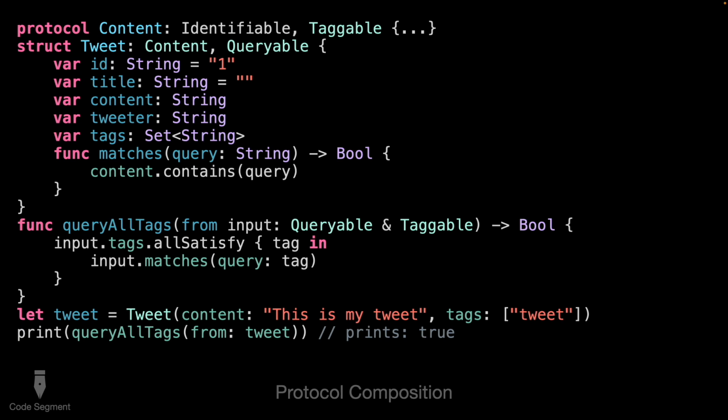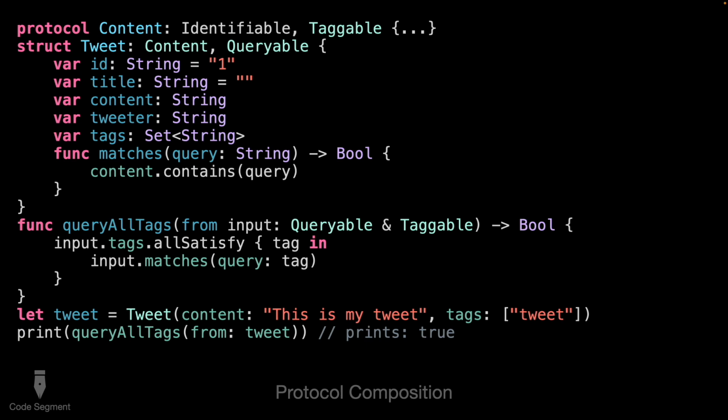Function, query, or tags is within the scope of the struct? Are you asking, is it within the scope of that tweet, struct, or the protocol? So the question was, is the function query all tags within the scope of the tweet or a protocol? The answer is no. Query all tags is in global scope right now. It's not indented. It's not within the brackets, right? If you count your brackets, it's just in global scope.